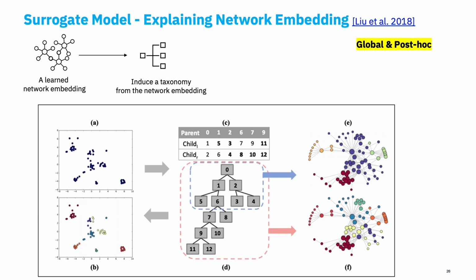Now we show another example, which also uses a surrogate model, but the surrogate model derives global explanation. This work is done by Liu et al. and was published in KDD 2018. The problem that they were trying to resolve is that they wanted to explain a learned network embedding by inducing a taxonomy from it. They first assume that they have a learned network embedding, which encodes nodes in a network into vectors in high-dimensional space, where each dimension does not convey any concrete meaning. What they did is to induce a taxonomy from the learned embedding, which is clearly not an easy task.